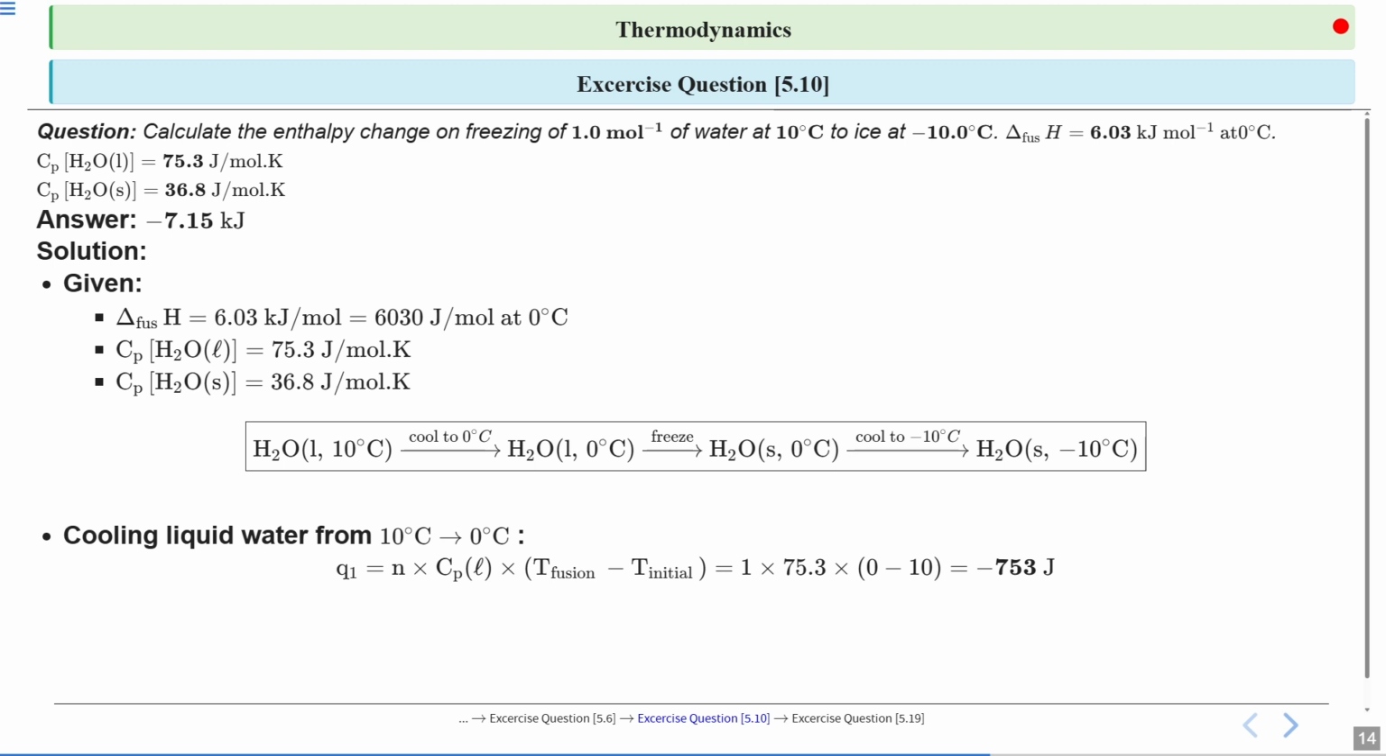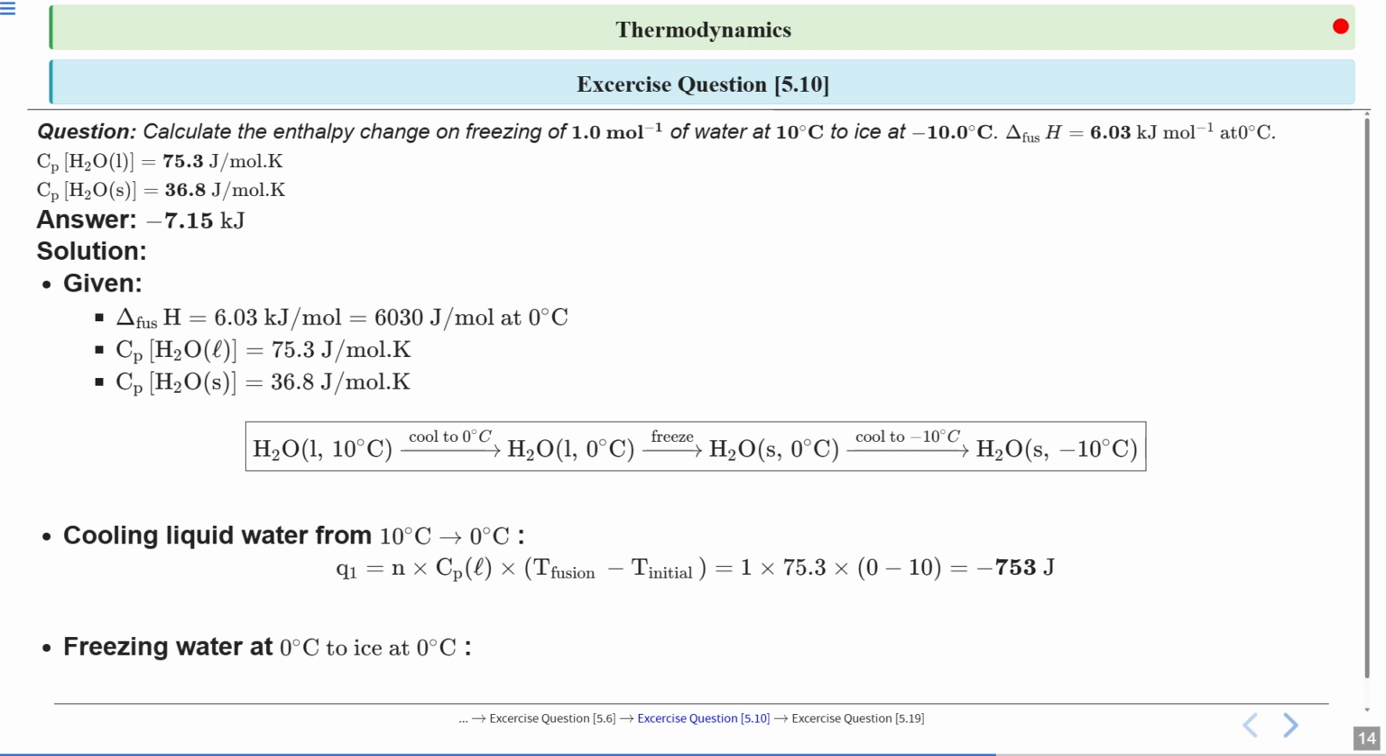Now n will be what here? It will be 1. Why am I saying 1? Because it is mentioned in the question. Next thing is the temperature change. That will be 10 to 0, so 0 minus 10, which is minus 10. And what about the Cp? It is given in the question, 75.3. We take the Cp for the liquid case, because we are bringing the liquid from 10 to 0. This value will be minus 753 joule.